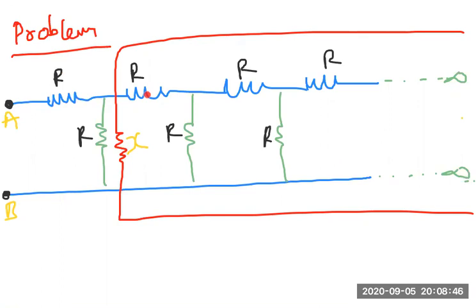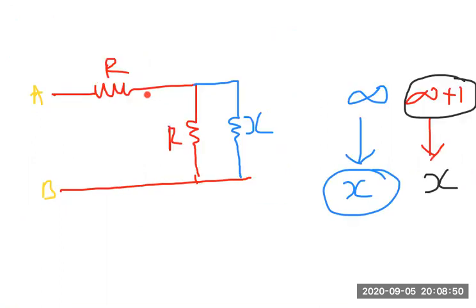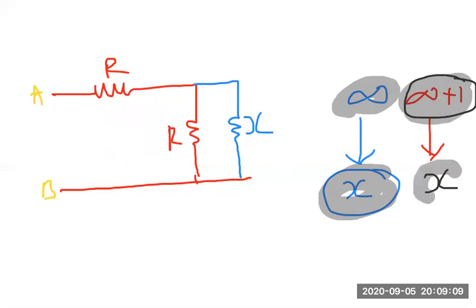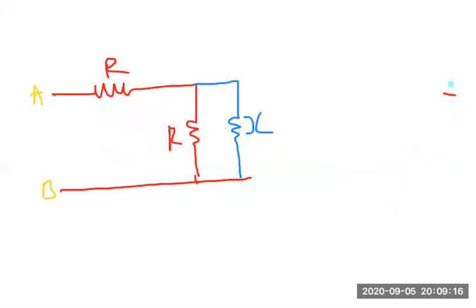Simple logic. I think you have got some idea now. The basic logic is that for infinity terms, the answer is X. So for infinity plus 1 terms, infinity plus 1 is also infinity only, so the answer is also X. If you identify this logic, everything is over. Nothing to be discussed, nothing to be answered, if you have just understood this basic logic.